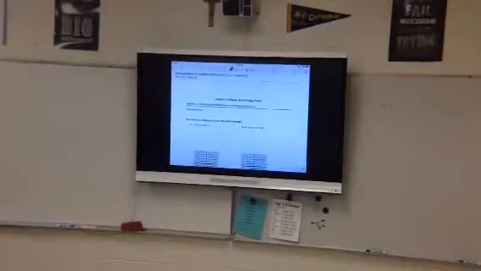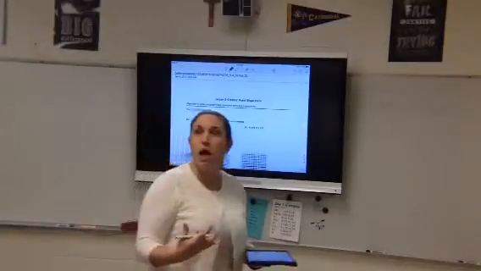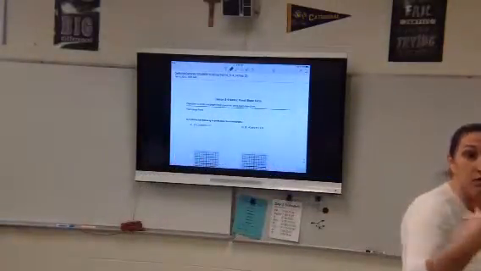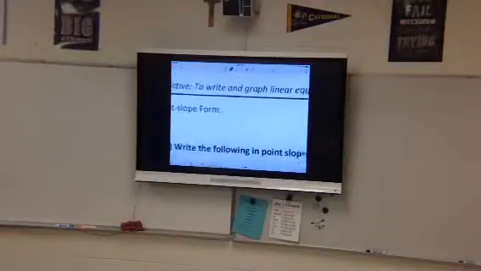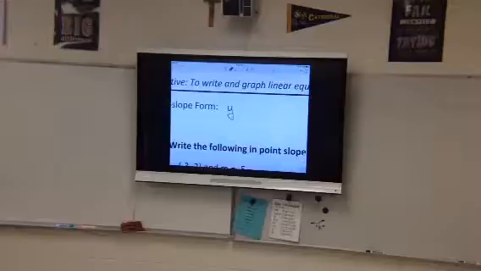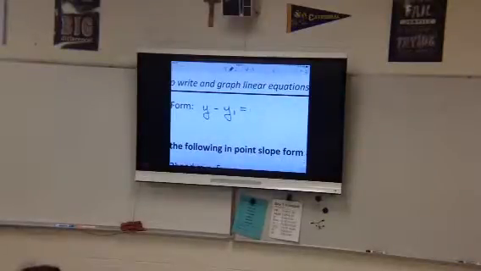Okay, we're going to be working on 5.4, which is point slope form. So we're going to be picking up a new equation today. We've been working a lot on y equals mx plus b, and we're going to keep using that, but we're going to extend it one step. Okay, point slope form, y minus y1 equals m(x minus x1).